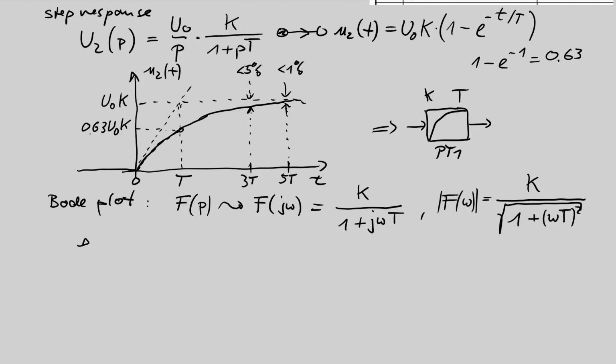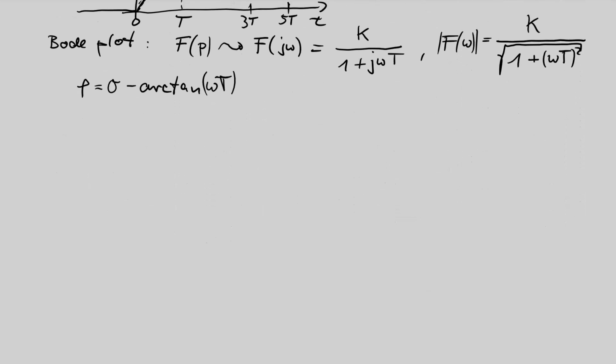And the phase of the PT1 is the phase of the numerator, which is 0, minus the phase of the denominator, which is arc tangent of the imaginary part divided by the real part. Imaginary part is omega T and the real part is 1. So this is the simple phase equation, and we want to draw now first the magnitude curve, and then after this we want to draw the phase curve in a logarithmic scaling.